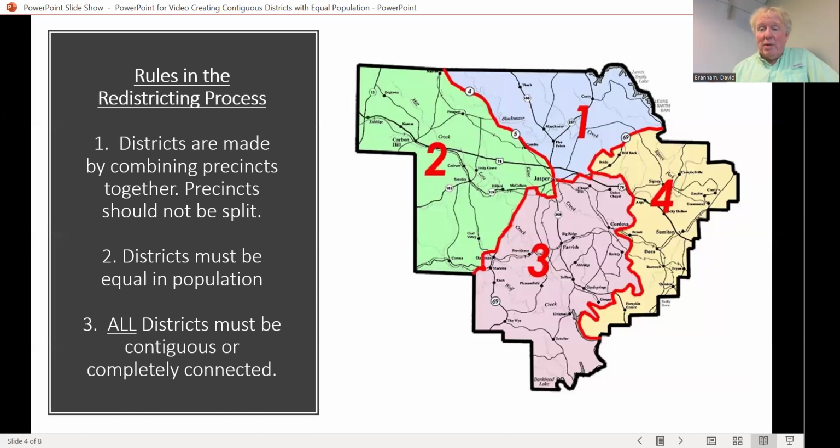Districts have to be equal in population. This will be easy because each precinct has 1,000 people. So every combination we make of two precincts will have exactly 2,000 people. So in the end, we're going to have two districts with 2,000 people. And all districts must be contiguous, which means that they all have to be completely connected. They can't be two separate land masses.